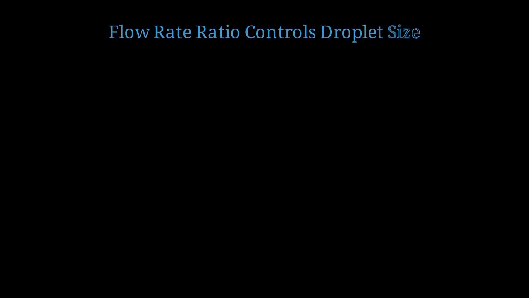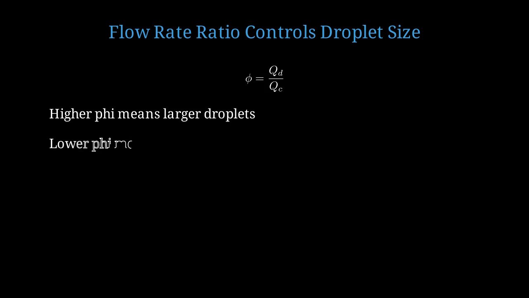Now let's talk about how flow rates affect droplet size. This is crucial for controlling your experiments. We define the flow rate ratio, phi, as Qd over Qc. That's the dispersed phase flow rate, divided by the continuous phase flow rate. Higher phi means you're pumping more dispersed phase relative to continuous phase, so you get larger droplets. Lower phi means less dispersed phase, giving you smaller droplets. It's intuitive once you think about it.